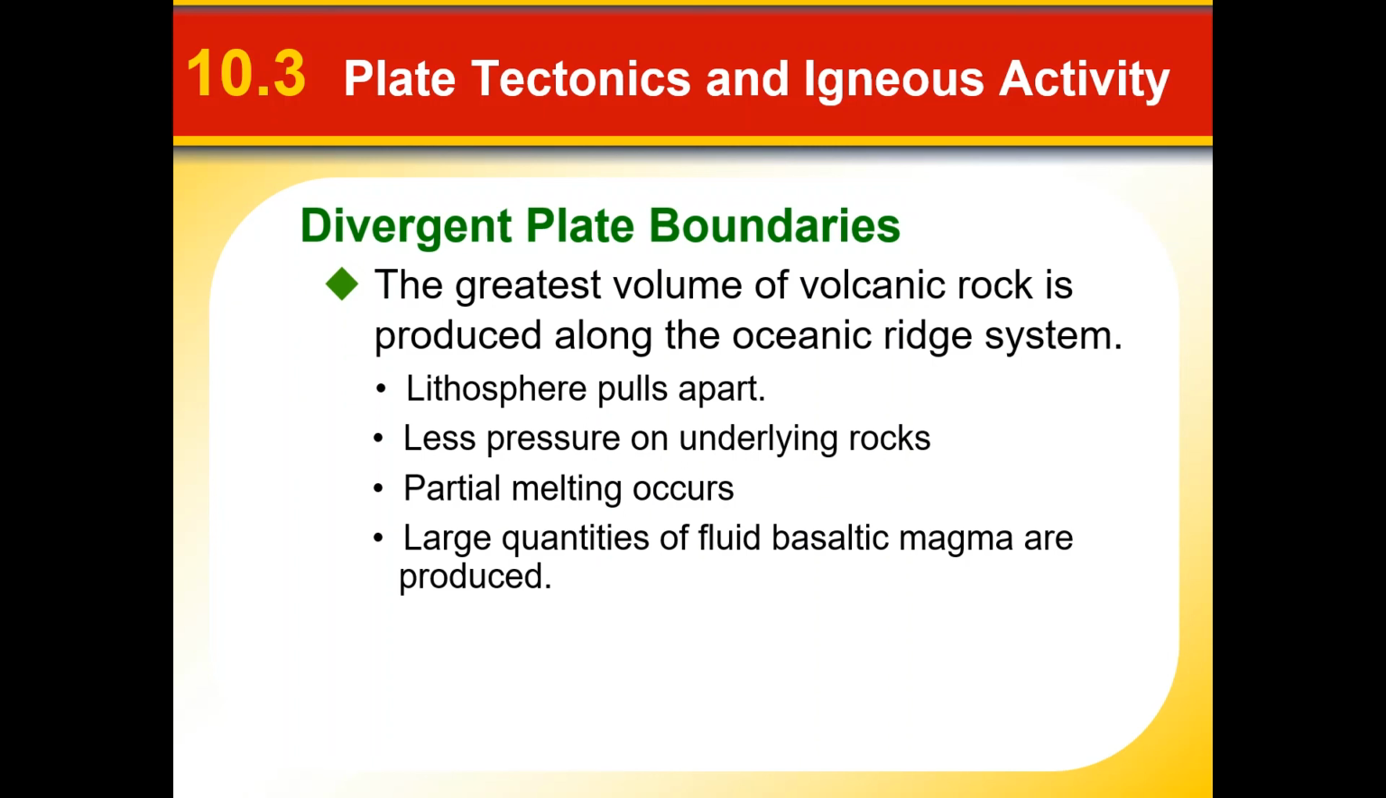Now we have the divergent plate boundaries, where the greatest volume of volcanic rock is produced along the oceanic ridge system. As the lithosphere pulls apart, there is less pressure on the underlying rocks, where partial melting occurs, and therefore large quantities of fluid basaltic magma are produced.